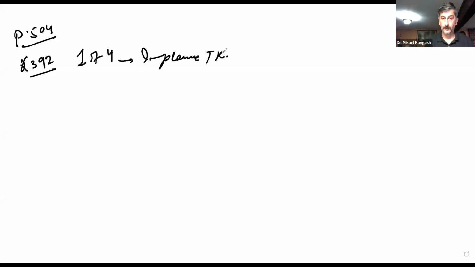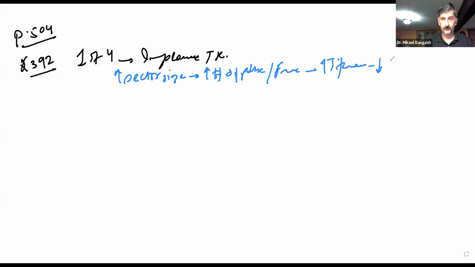Clear? Now the first one says increased sector size. This is going to increase the number of pulses per frame, which will increase the T frame, which will reduce the frame rate, which will degrade your temporal resolution. So that is not the case. It would have improved the temporal resolution had it said decreasing, because whatever increased is going to increase, or decreased is going to decrease.